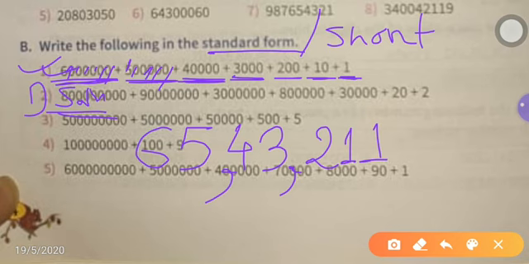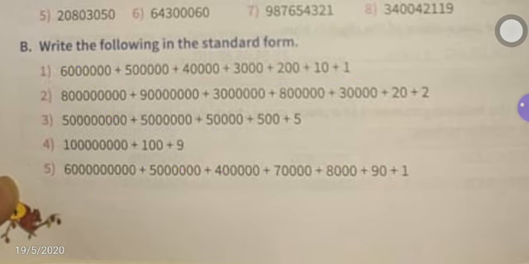So, what number you've got? This is our standard form, okay, or short form. 65,43,211. Okay. So, this much only. So next, suppose this one I am doing, fourth number. Okay, fourth number I am doing here.